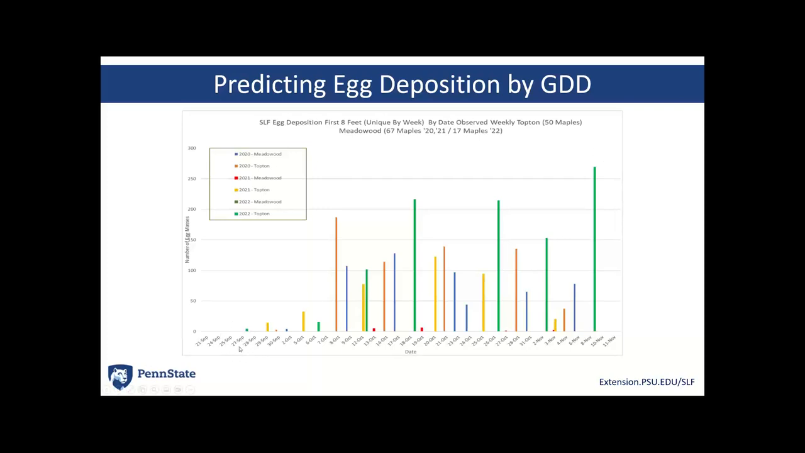That's exactly the time that the day length goes 50-50. Within that following week, we start seeing the deposition of eggs. And that's been consistent year after year at these sites and other sites as well.